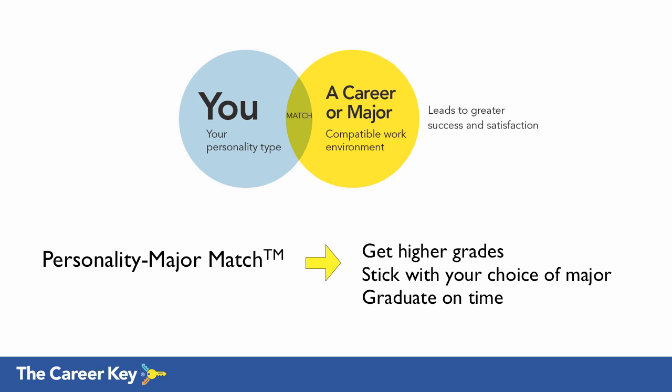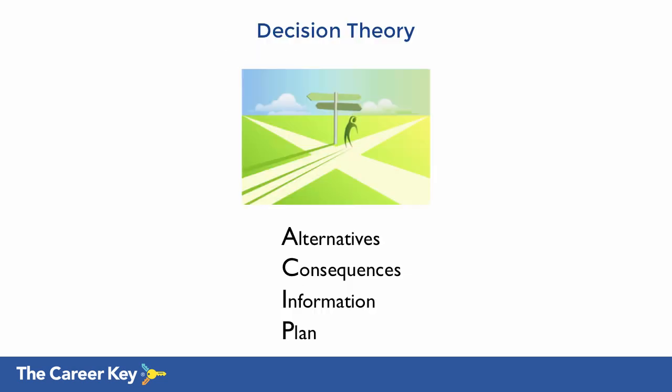Now we turn to decision theory. Research shows that the following are the 4 essential steps to making an important decision: alternatives, consequences, information, and plans. When you follow them, you're most likely to make good decisions, ones that you won't later regret.